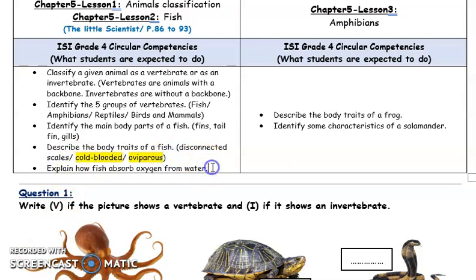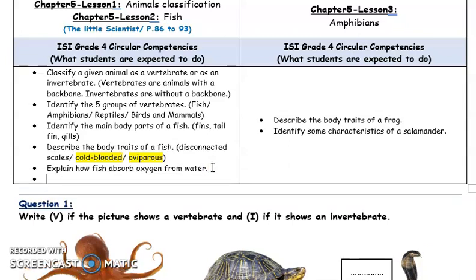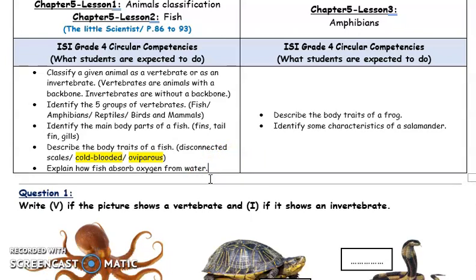How do fish take oxygen from water? How do they breathe? I'm not going to write it, I'm just reminding you of the idea. Water enters the fish body through the fish mouth, and it comes out through the gill opening. While passing through the gills, the gills' job is to absorb oxygen from water before water goes out of the fish body.